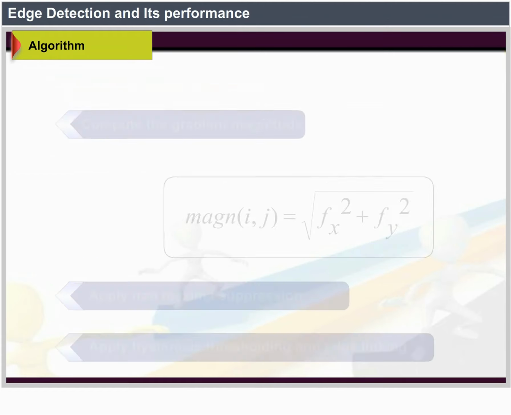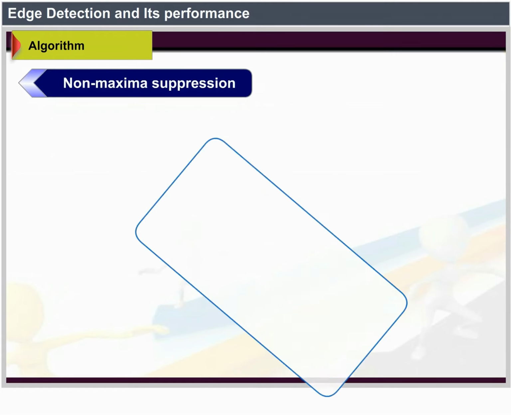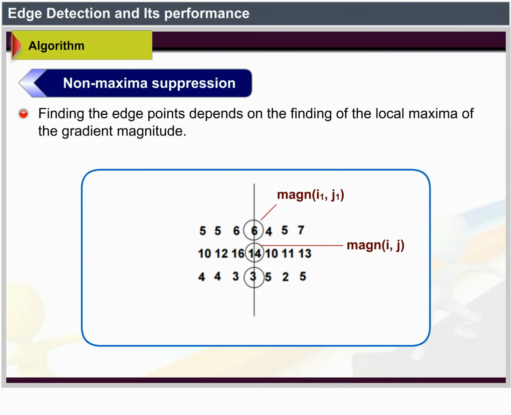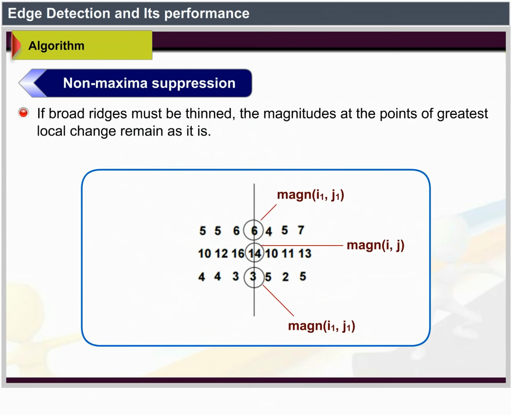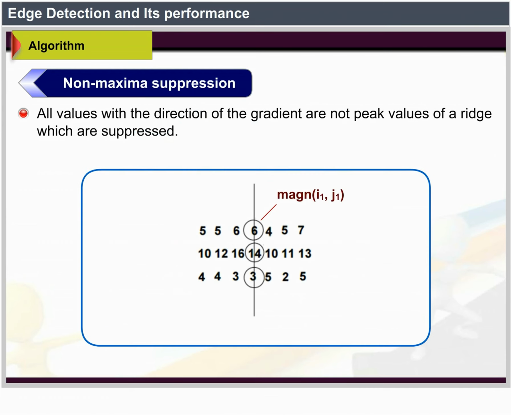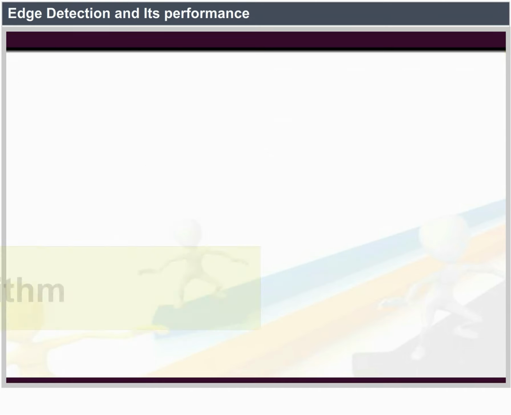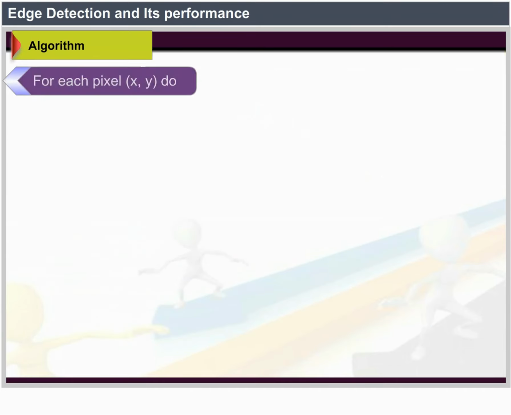Non-maxima suppression. To find the edge points, we need to find the local maxima of the gradient magnitude. Broad ridges must be thinned so that only the magnitudes at the points of greatest local change remain. All values along the direction of the gradient that are not peak values of a ridge are suppressed. The algorithm for each pixel x, y can now be seen.